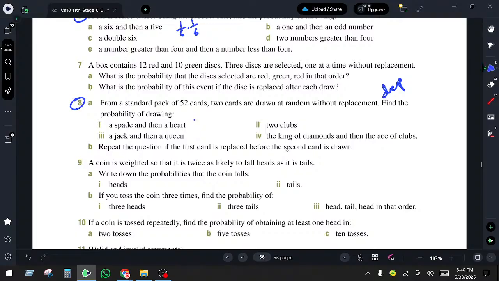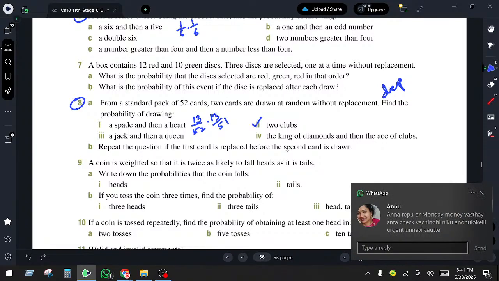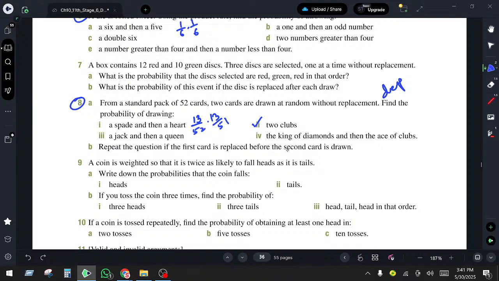First one is clear, 13 over 52. It's very clear. And the hearts are not affected, so 13 over 51. Clear? Now please tell me this, without replacement. First club: 13 over 52. Very good.